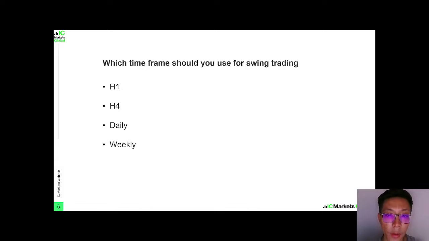Okay, so which time frame should you use for swing trading? The time frames that people usually use are weekly, daily, H4 and H1. Weekly is usually for weekly bias, where we are looking for trends in the markets. Daily is to mark out your daily key levels, and then H4 is for your entries. And then H1 if you want to refine your entries. Okay, I think it's pretty straightforward.